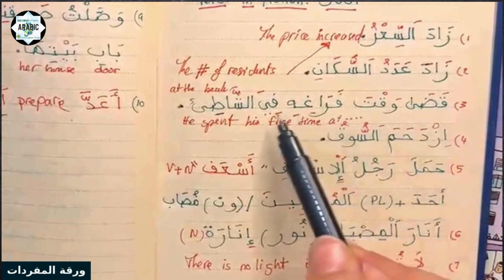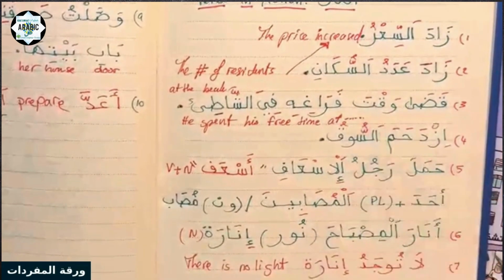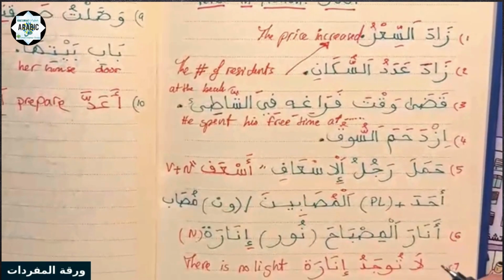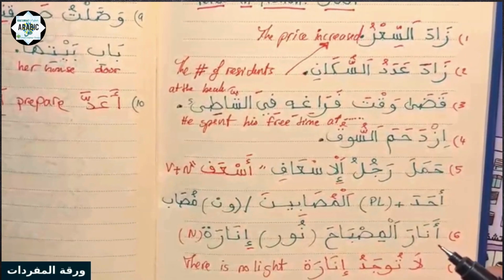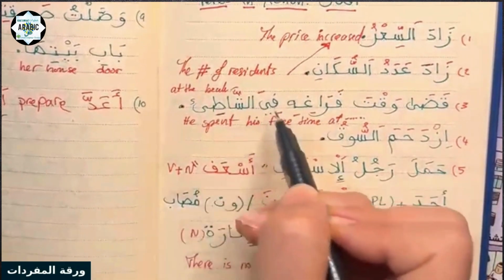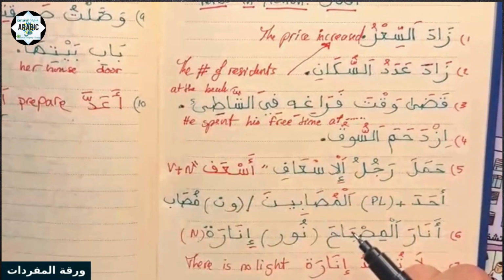So قضى وقت فراغه في ماذا؟ في العمل? Free time at work? No. في السفر? Traveling? And then any word or noun you choose to put must be identified. في الشاطئ.